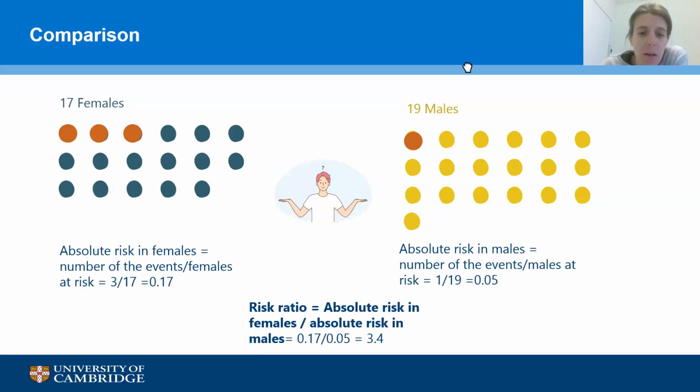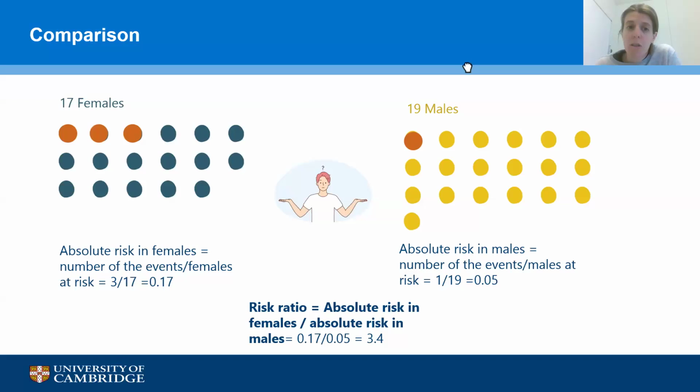To compare females and males, we calculate a measure called risk ratio, that is equal to the absolute risk in the females divided by the absolute risk in males. So in this case, it's 0.17 divided by 0.05, and it's equal to 3.4. And how do we interpret 3.4? We interpret 3.4 as females having a 3.4 times higher risk to develop myocardial infarction than males in this population.